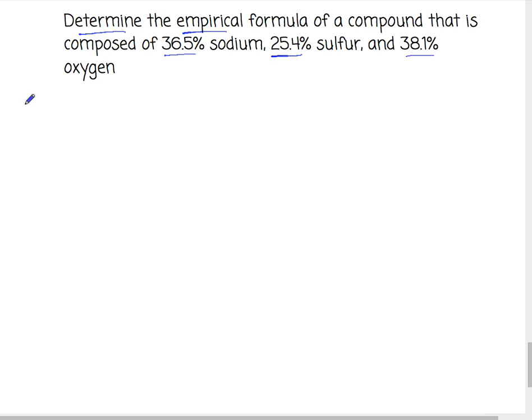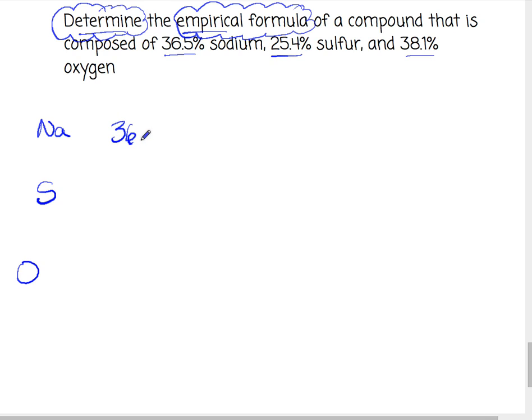It really is an important habit to get into, to study the question the way they're asking it. Find the question word, in this case it's determine. That's what they want you to do. What are they asking you to determine? They're asking you to determine the empirical formula. And then what did they give us? They gave us percents. So let's write, we have sodium, sulfur, and oxygen, and then we're going to write the percents down. 36.5%, 25.4%, and 38.1%.